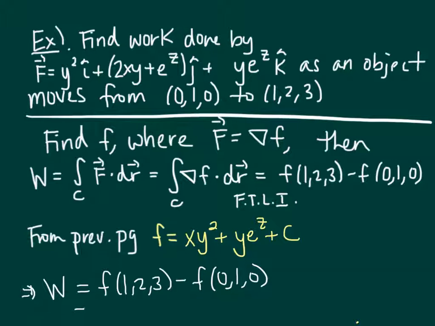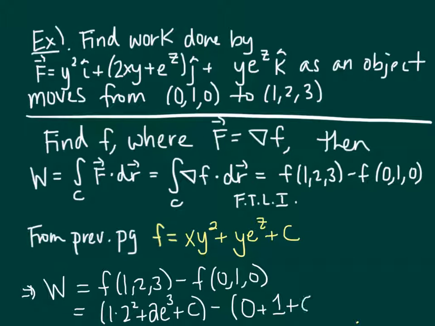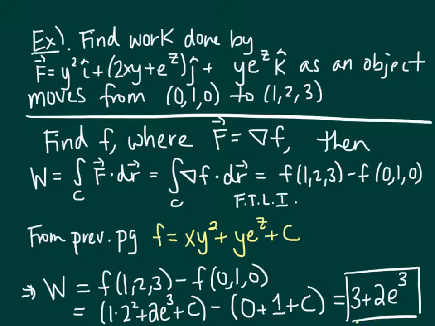And so we can see when we plug that in, I'm just going to get 1 times 2 squared plus 2e to the 3 plus a constant, minus, I'm plugging in 0 now, so now I'm just getting 0 plus 1 plus a constant. And that's going to give me 3 plus 2e cubed. And so that's the total work done. Now, if you'd like to see the potential found using method 2 that I showed in class, then I'll show that on the next slide.